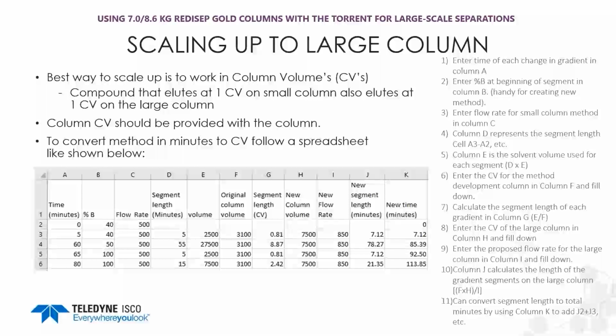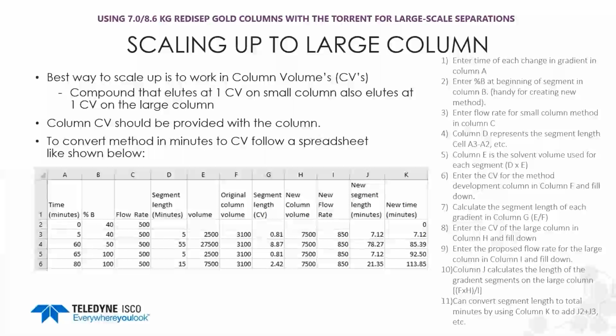And then we can look at the solvent volume used for each segment, and then the CV is used for the method development column in column F, and fill that down. You can calculate the segment length of each gradient in column G of the spreadsheet. This enters the column volume to the large column in column H, and then fill down your new column volume size.